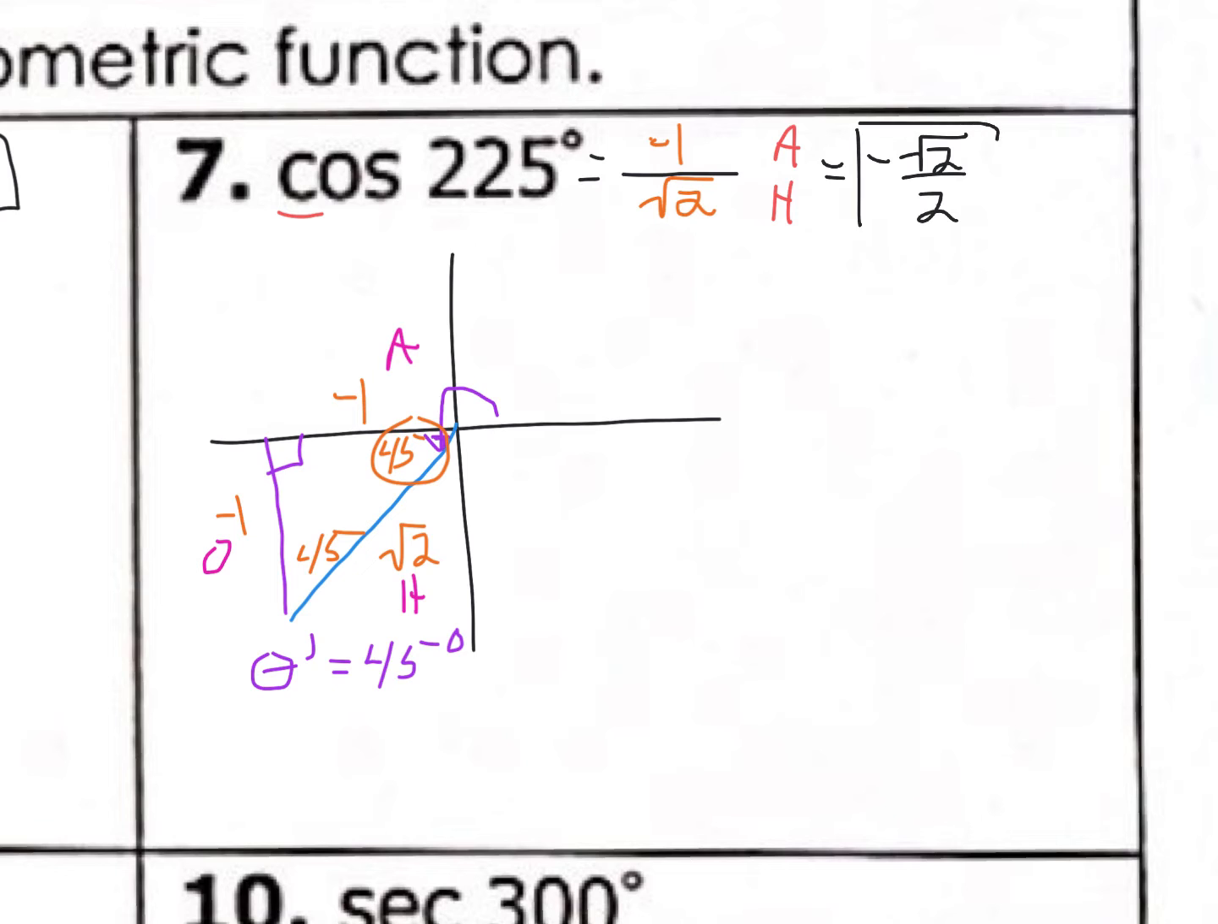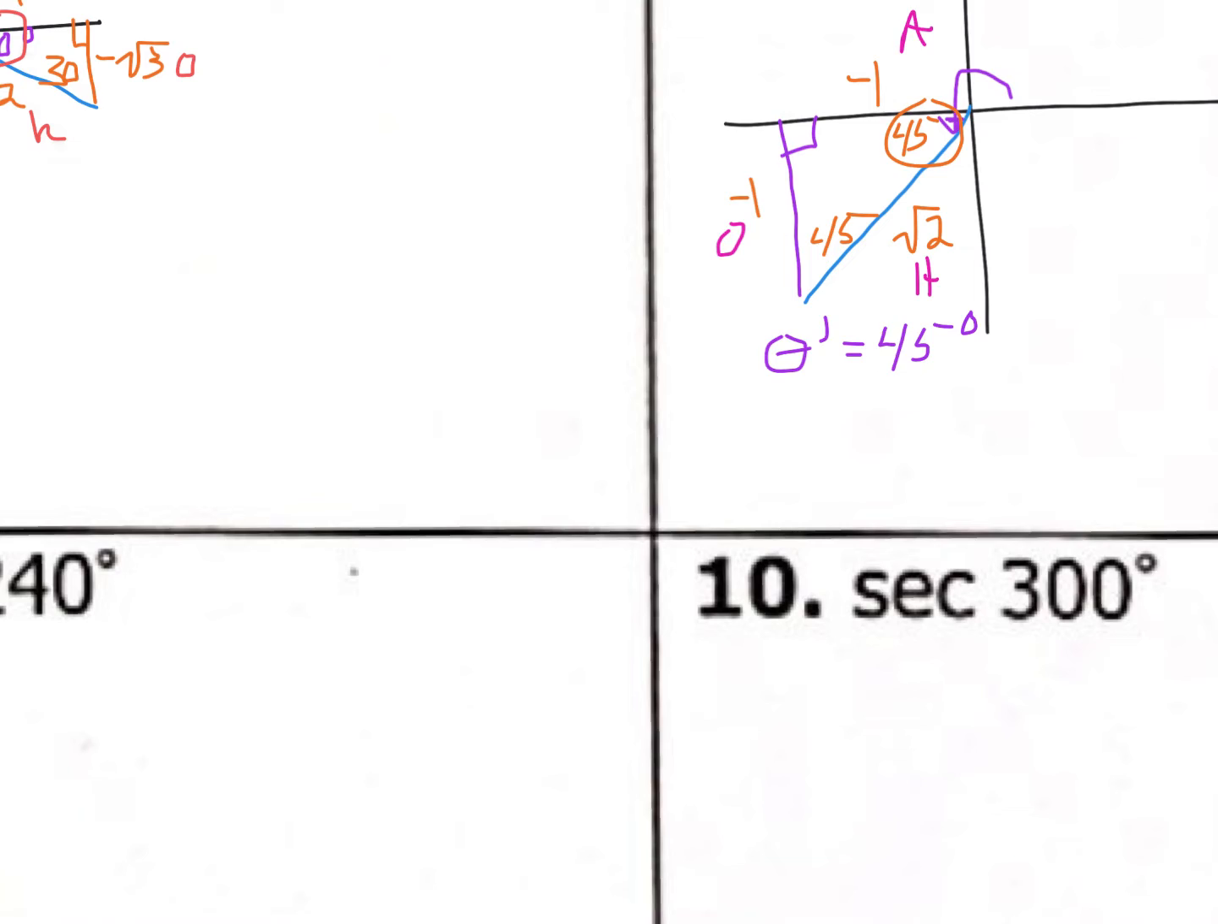And of course, I said that the cosine of 45 degrees was radical 2 over 2, but you do have to pay attention to the sign in quadrant 3. Tangent is the only function that is positive in quadrant 3. All students take. So tangent is the only one that's positive, so everything else needs to be negative. All right, moving on to 8.